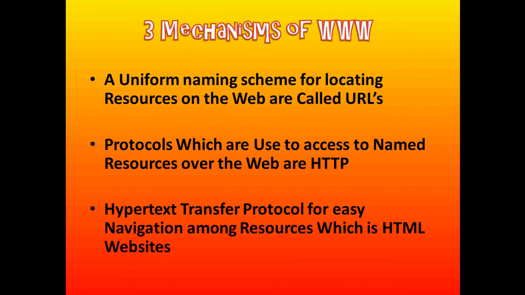Let's move on. Three mechanisms of www. So what is the three mechanisms of the World Wide Web? Let's get to number one. A uniform naming scheme for locating resources on the website is called a URL. So all of you know what a URL is.